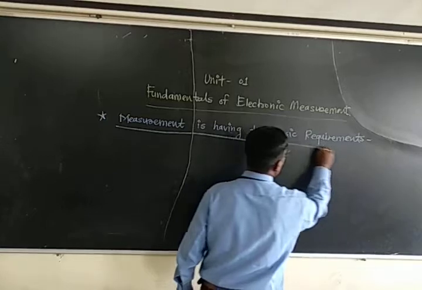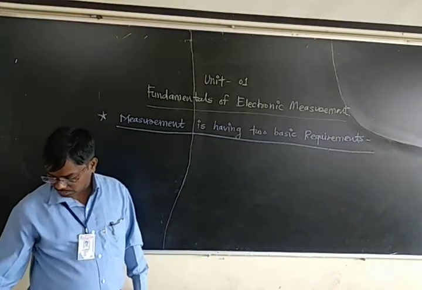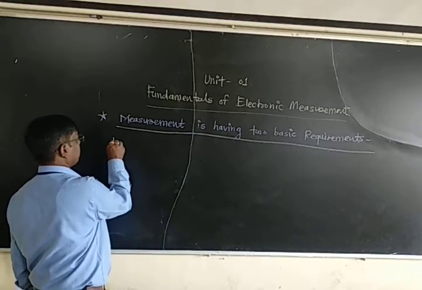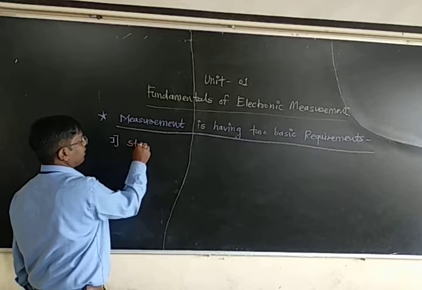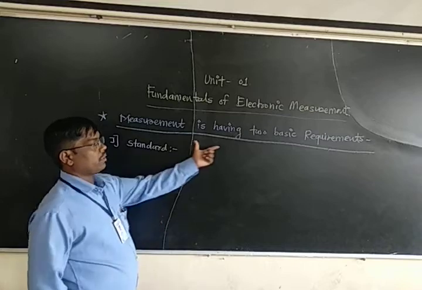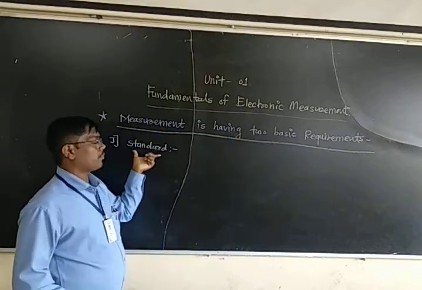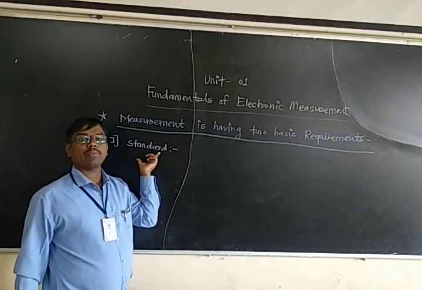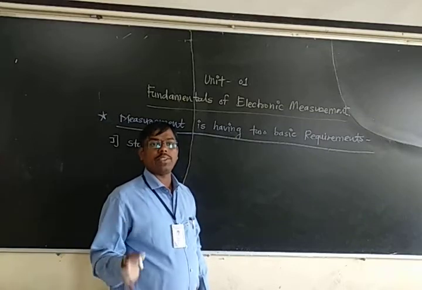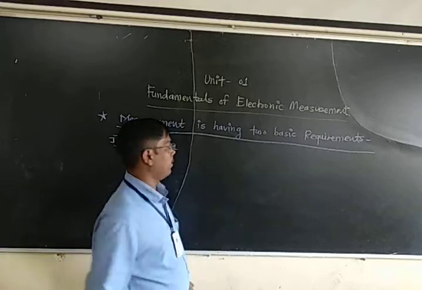The measurement has two basic requirements. What are those basic requirements? The first one should be related with the standard. Now what is meant by standard? The standard which is used for measurement is the accurate one, and it should be universally accepted.